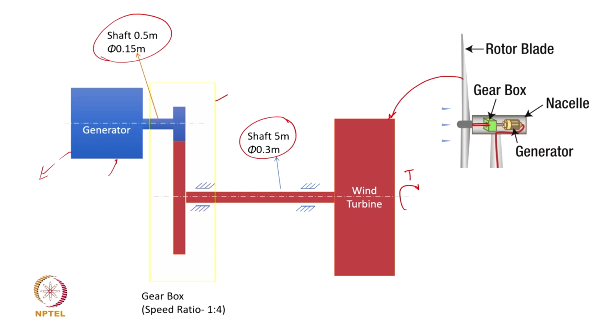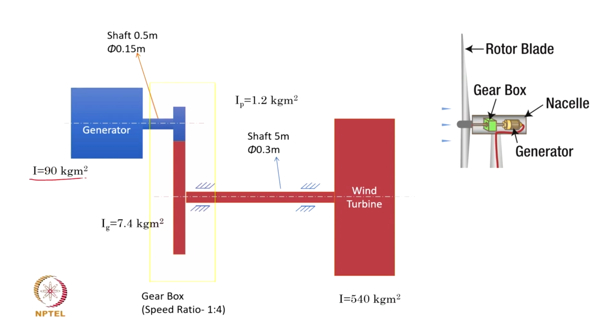Now, there are as many discrete mass elements, and the number of degrees of freedom is expected to be in proportion. Obviously, you have a huge inertia for the wind turbine, which are all given here. So, the wind turbine has 540 kg square meter, and the generator has 90 kg square meter. In comparison, the gear and the pinion have much smaller inertia. So, as a part of our approximation, we can neglect the inertias of the gear and the pinion.